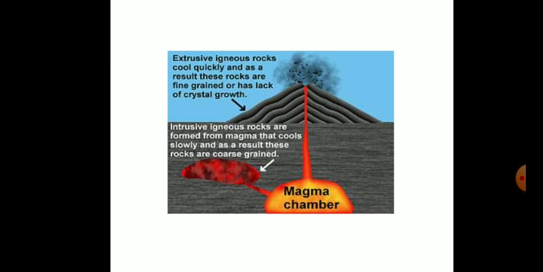Next we have a comparison of extrusive and intrusive igneous rock. Extrusive igneous rock cools quickly, and as a result these rocks are fine grained or have a lack of crystal growth. And intrusive igneous rocks are formed from magma that cools slowly, and as a result these rocks are coarse grained.